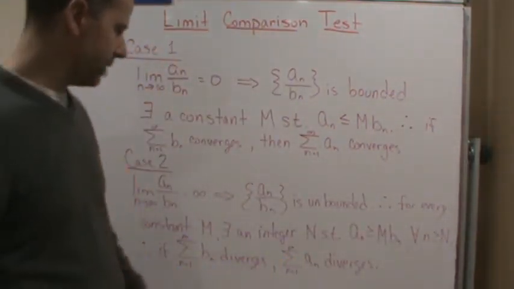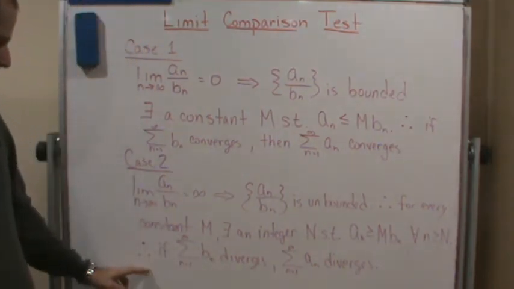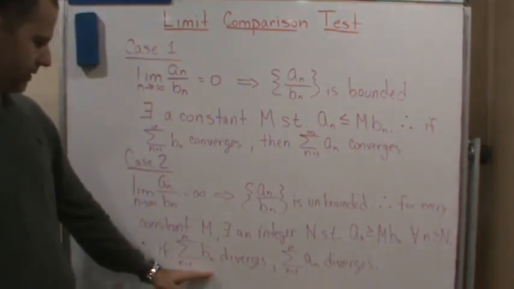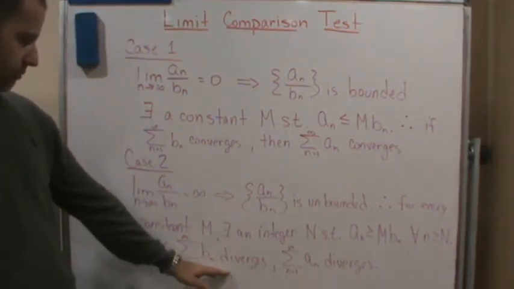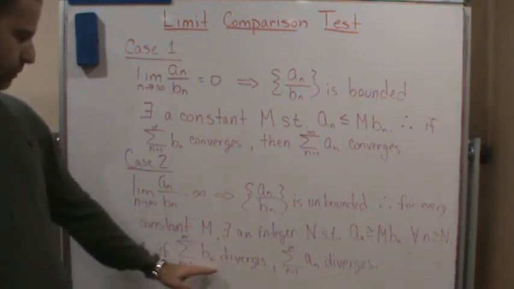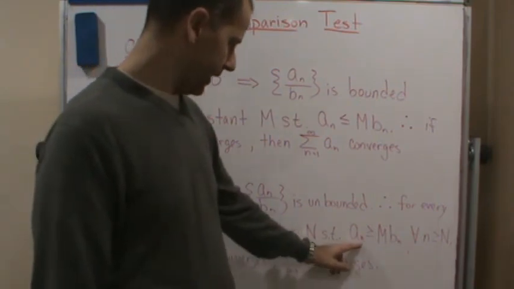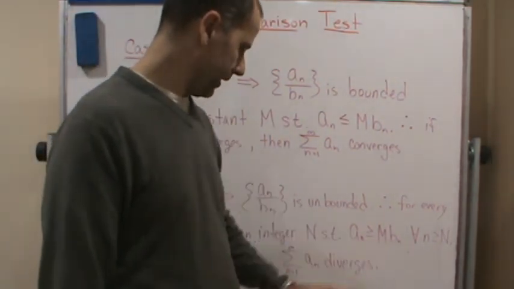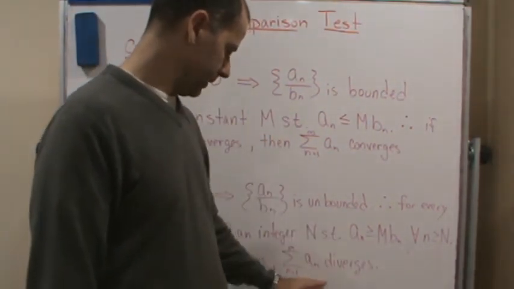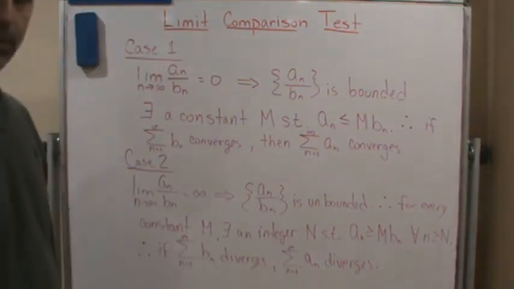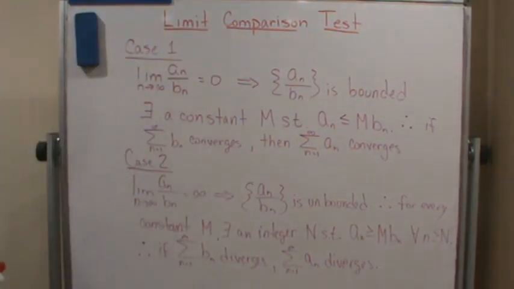Okay? Now, what does it mean? It means, therefore, if the series of b sub n diverges, and we know that a sub n is greater than the multiple of that, then that means the series of a sub n also diverges. Okay? So those are the other two cases we want to consider.